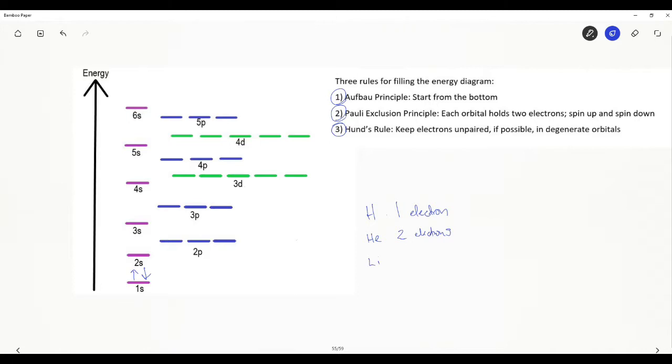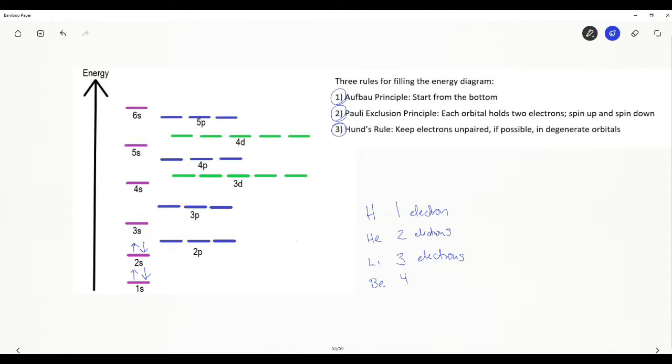Let's move on to lithium. Lithium has 3 electrons. The first 2, of course, go in the 1s. The third electron goes in my 2s orbital. Hopefully you're starting to see a pattern here. Let's move on to beryllium. Beryllium has 4 electrons. Again, if I'm going to add 1 more here, I'm going to add it to the 2s orbital. Okay, so now I have the 1s and the 2s orbital filled.